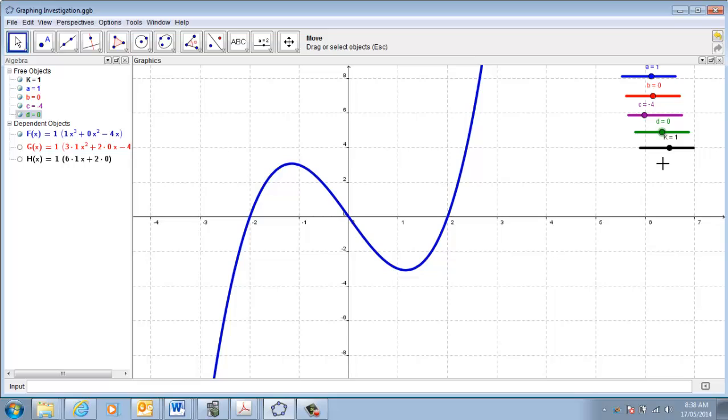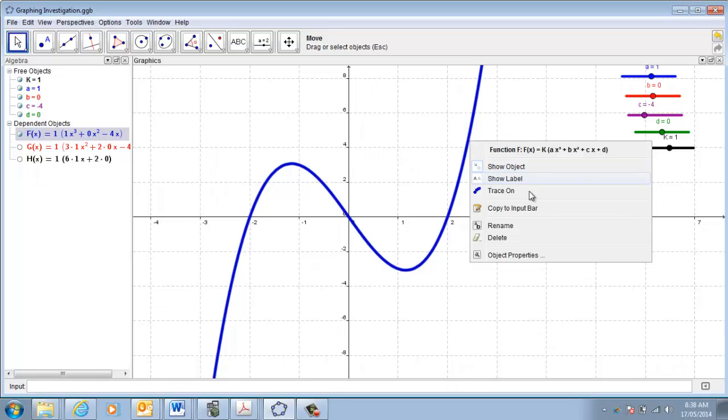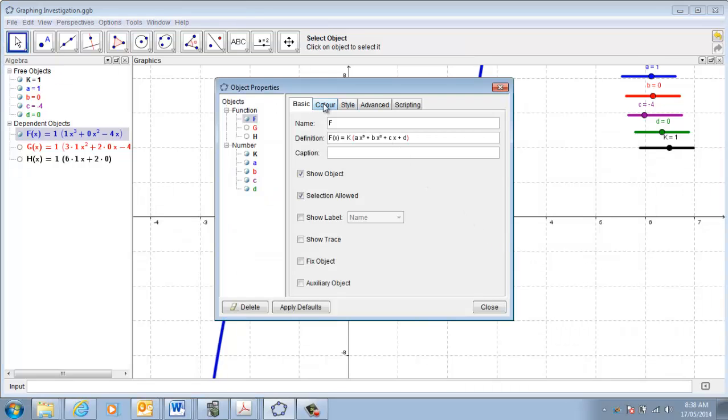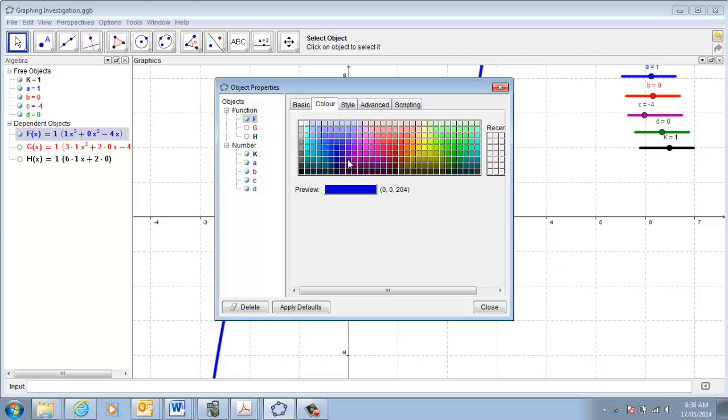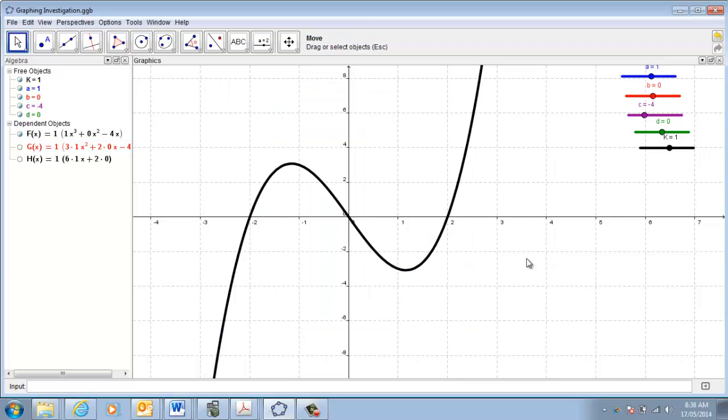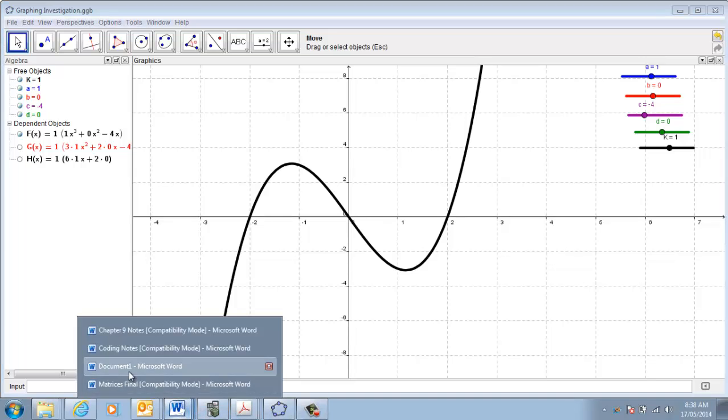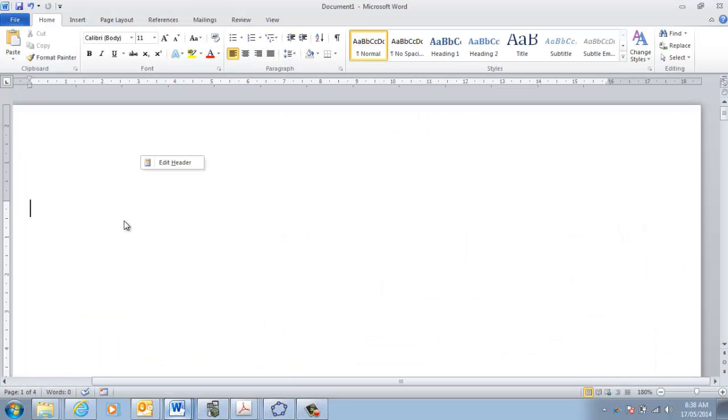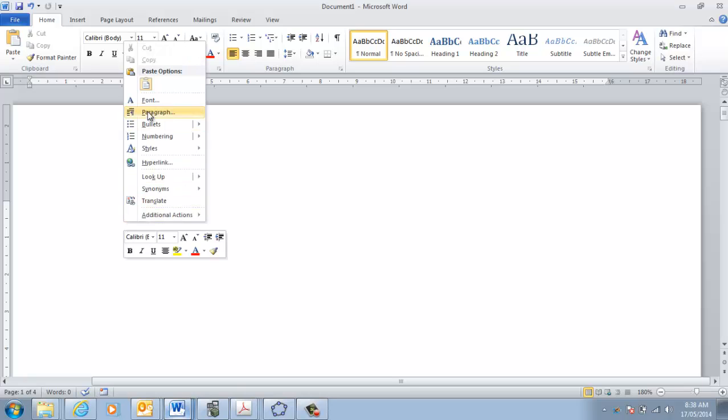Now, really important when you're doing this is you can change things on the GeoGebra. So you can change the properties. You can make these different colours if you want. I can make that there. And then obviously what you can do is print screen. So you can print screen that, and then go into a Word document and paste that in there, which is really useful.